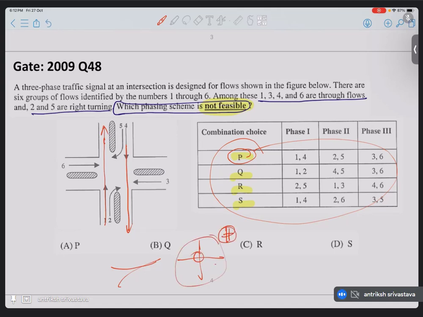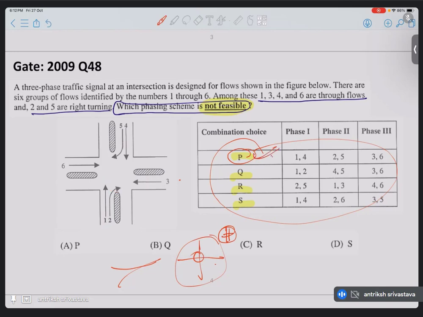Okay, 2, 5. So this is one time this will go. Then we have 2, 5. 2 will go here, 5 will go here. We have 3, 6. 3 will go here, 6 will go here. Okay, very good. We don't have any kind of conflict in these three phases. So P is good to go.